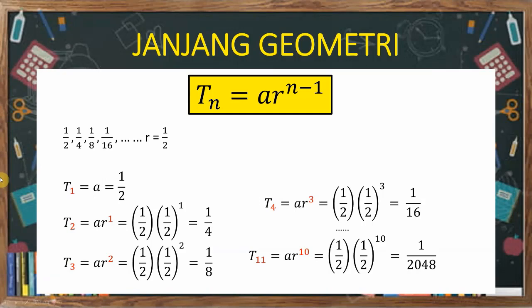Next example, 1 over 2, 1 over 4, 1 over 8, 1 over 16, and the r we found is 1 over 2. A is 1 over 2, which is the first term. T2 is ar to the power of 1. T3 is ar to the power of 2. T4 is ar to the power of 3. So, what is T11? Of course, it is ar to the power of 10. And you will be able to get the answer by using the formula.